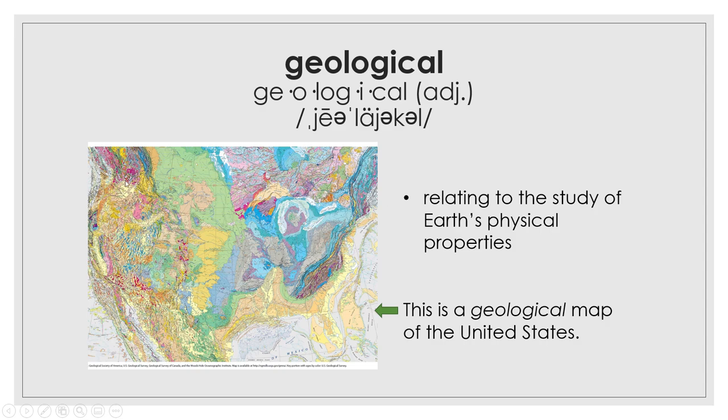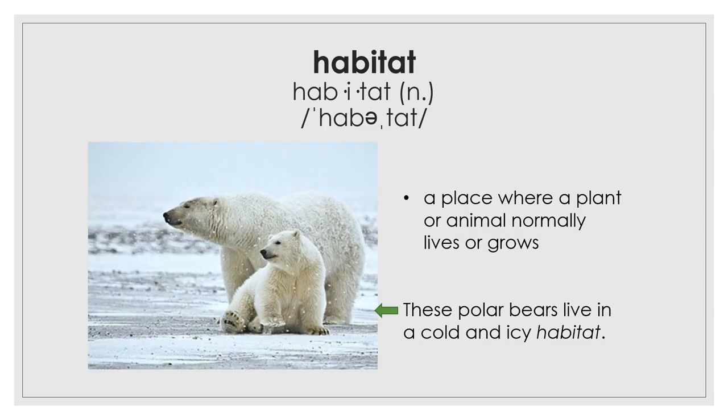But all of these different colors and all of these different kind of shapes that the colors are making represent different geological features in the United States. So in the story, you'll be reading about some geological features that will be pertaining to if people should manage nature or not. Our next word is one that I think everybody knows, right?